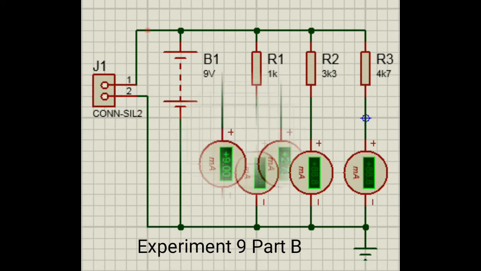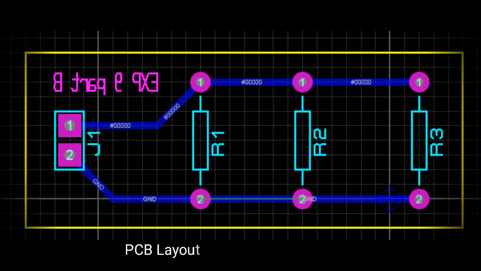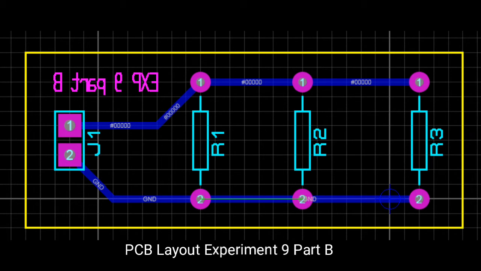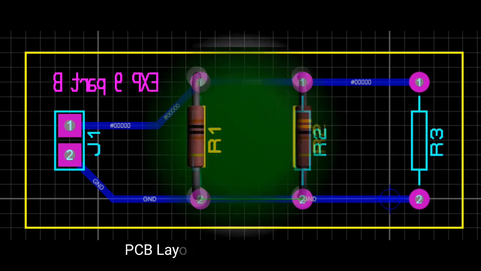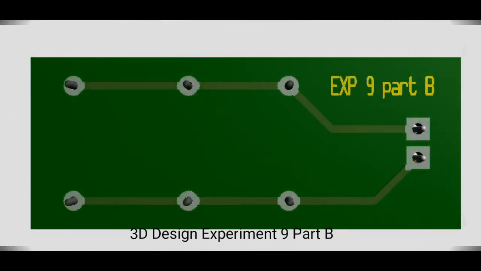By using the Proteus software suite, we sketch the schematic diagram for the Part B experiment. Then, we converted it to the PCB layout. Lastly, we produce the PCB layout into the 3D design.